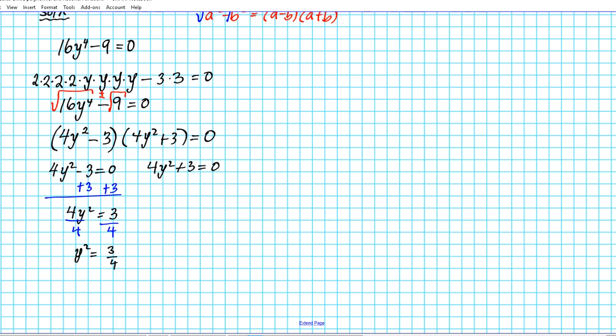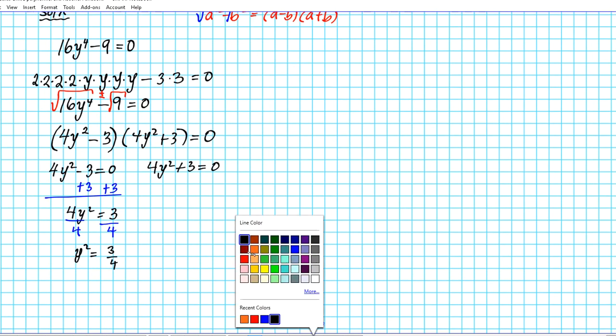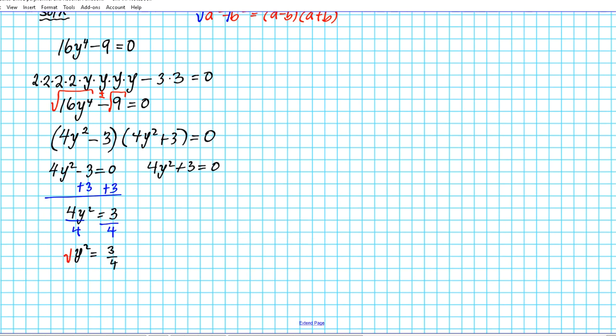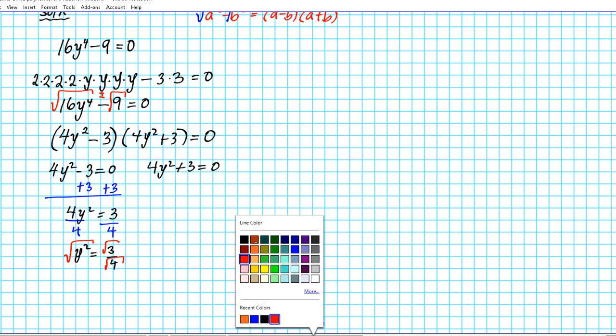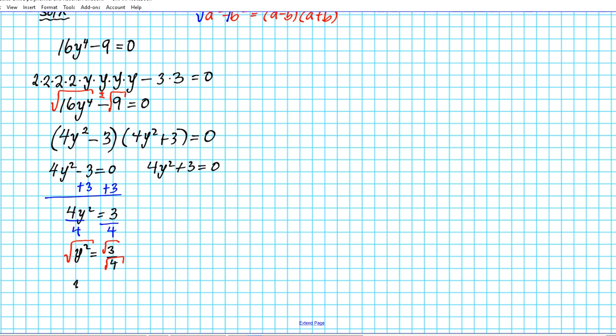Now, how do we get rid of the square? We use the inverse of a square, which is the square root. So we root this. We have a fraction here, so root the top and the bottom. Okay, and then we have y. Don't forget the plus or minus. Plus or minus the square root of 3, and then the square root of 4 is 2, like that. Okay. Now let's take a look at the next equation.